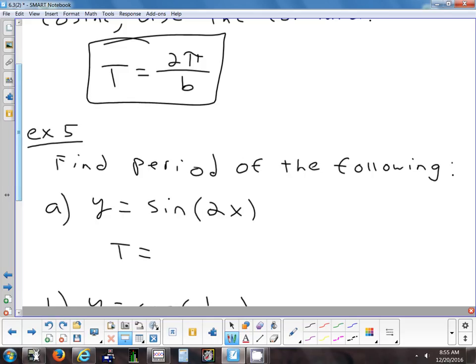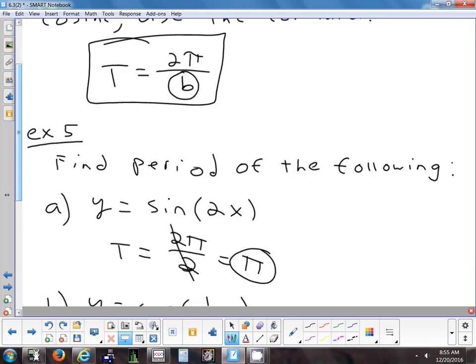So some people say 2, some people say pi. So 2 is just the denominator of the period. 2 pi always has to go in the top. So then we get a period of pi.